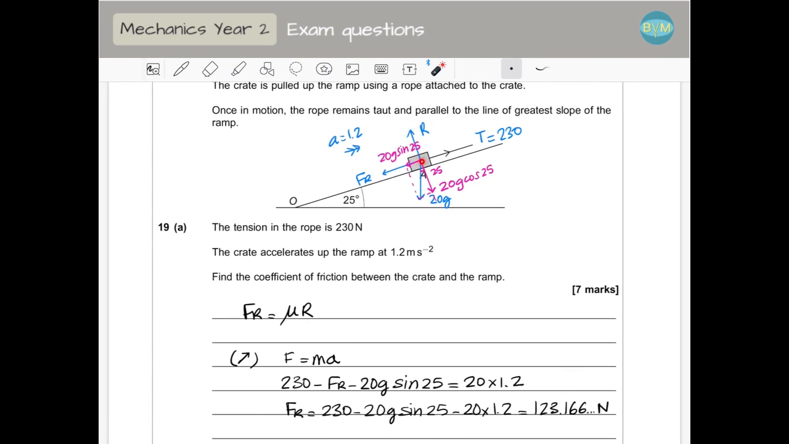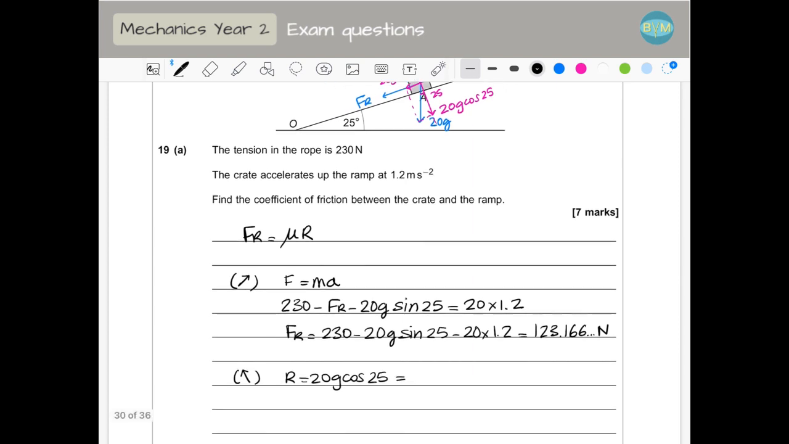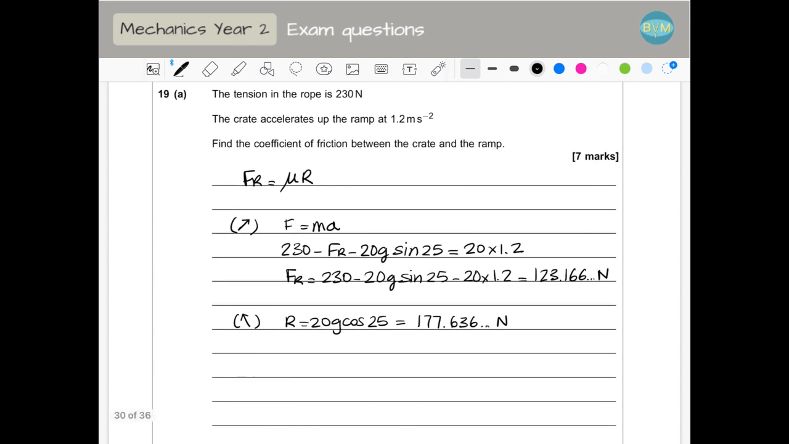And if I resolve perpendicular to the slope to find R, my equation of motion is going to be the normal reaction in one direction equal to the component of the weight in the other. So R is going to be equal to 20g cos 25, which is 177.636 newtons, which means that mu is friction divided by normal reaction, so it's going to be the 123. Just keep the numbers in the calculator to round at the end, so I just put them in the memory and then I round at the end.